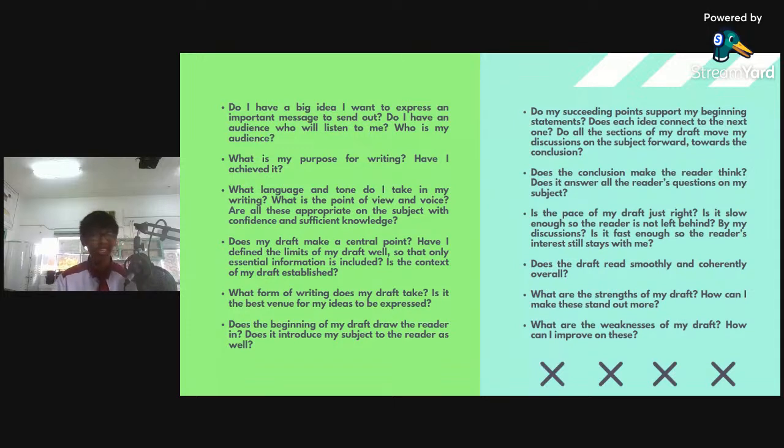Do not put random words or random information that does nothing to support your claims or your essay, for that matter. It would be a waste of space and pages to have things that don't even relate to it put in the draft, right? And is the context of my draft established? This has to do with the relationship before.